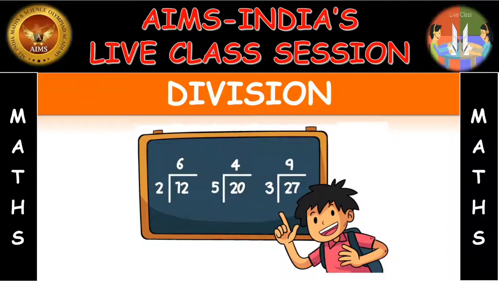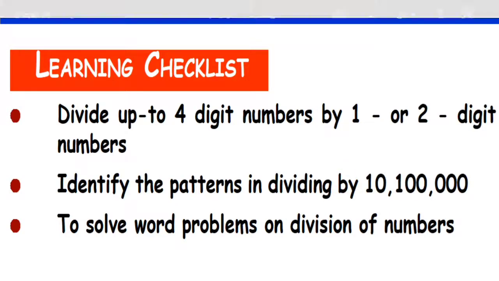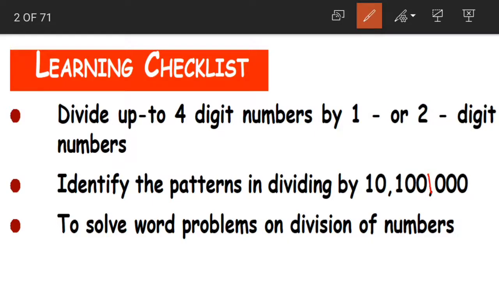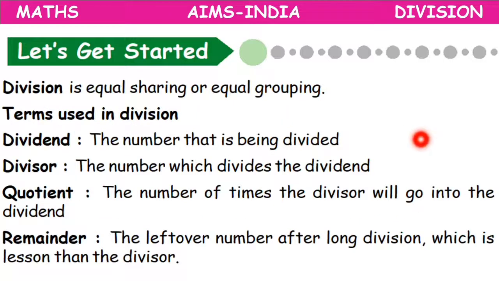So in chapter 4 we have completed the multiplication part and now we are going to start with the division. Okay, what is our learning checklist here? To learn how to divide up to 4-digit numbers by 1-digit or 2-digit numbers and identify the patterns in dividing by 10, 100, 1000. And also to solve word problems on division of numbers. Okay children, let's get started.